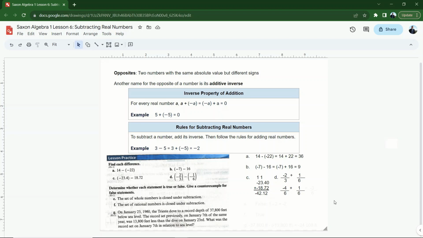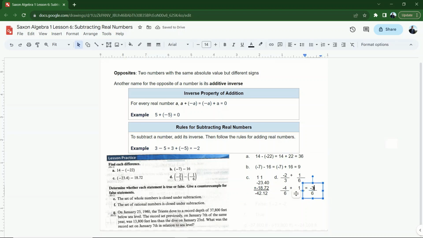-4 plus 1, they have different signs, so I'm going to find the difference, which is 3. And I keep the sign of the one that has a greater absolute value, which is 4. So this is going to be -3/6. And I see that this is going to simplify to -1/2, because 3/6 is the same as 1/2. And that's my answer. All right, letters E and F are a little different.